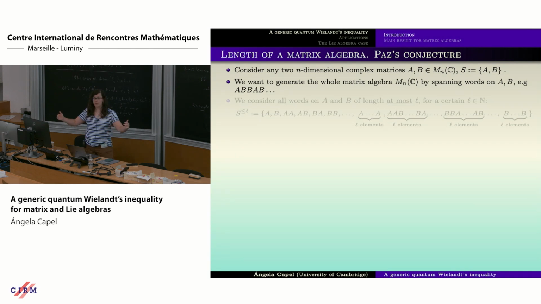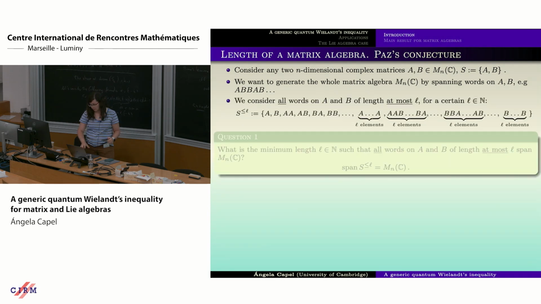And at some point, when these products are long enough, we will have many different words. So we consider words essentially all these possible combinations of A and Bs. And now we are going to consider all possible words on A and B that have length at most L for a certain natural number L, as the set that I'm drawing here. And I'm going to denote it by S less than or equal to L.